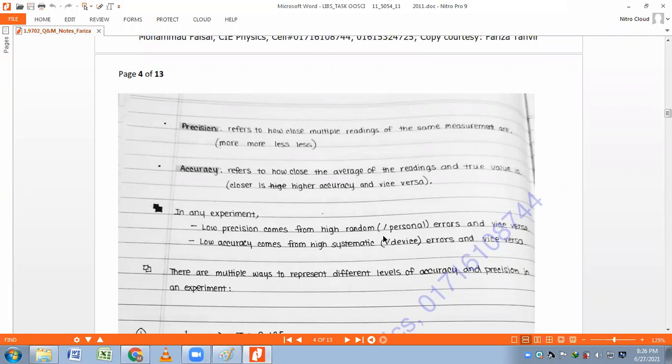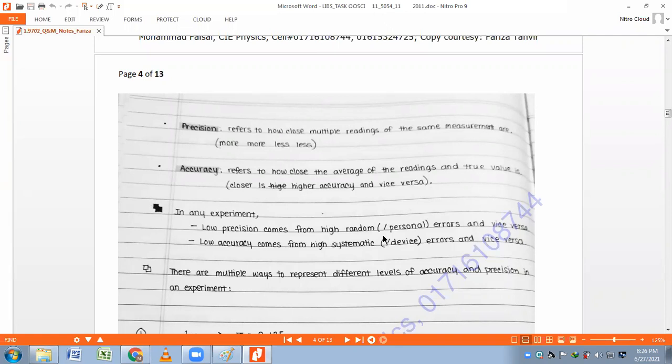So, reading it, precision refers to how close multiple readings of the same measurement are, which means you are trying to measure one thing. You're going to measure it multiple times. You're going to record all of these individual readings. Now, in your head, they're supposed to be the same, but if you are honest to your equipment and honest to your measurement, in many cases, they might not be the same.